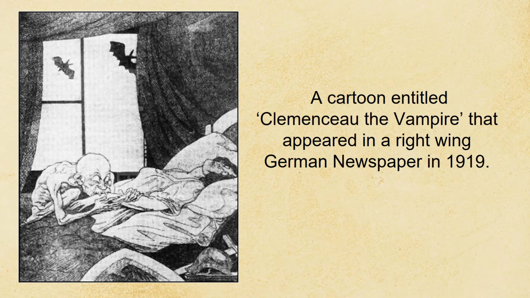And what you can see here is this vampire shape who was supposed to be Clemenceau sucking the life out of Germany, who was supposed to be this innocent woman here. And this is quite a famous cartoon because it shows how the Germans felt about the Treaty of Versailles and how they felt that France really were the country sucking the life out of them.